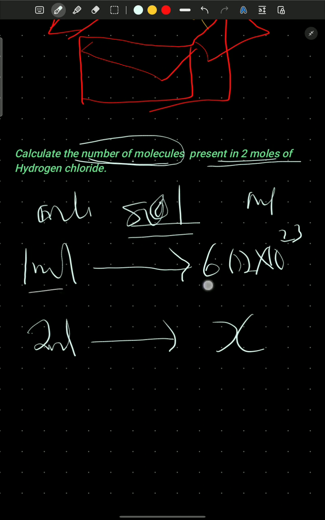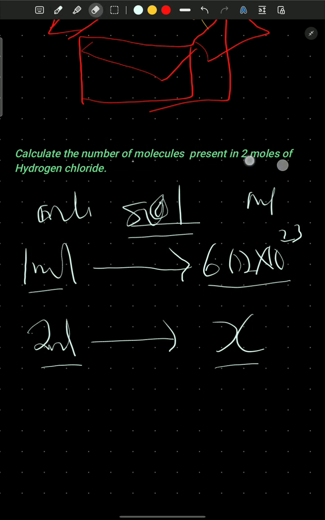So 1 mole gives 6.02 times 10 to the power 23, but you don't know what 2 moles will give. Now the question is, if you look at how beautiful this question is, it doesn't tell me to use 6.02 times 10 to the power 23, but because I know that anytime you are asked to find this, because it's Avogadro's package, I will use 6.02 times 10 to the power 23.